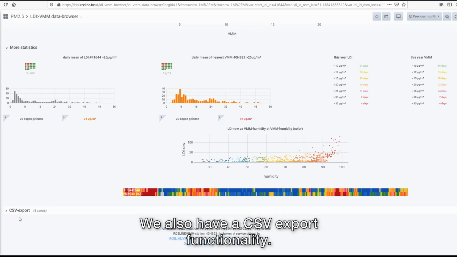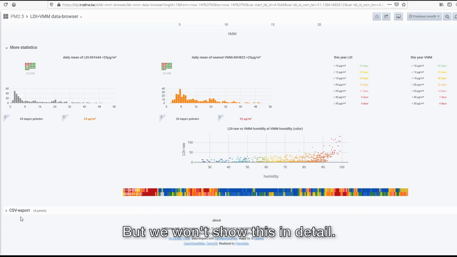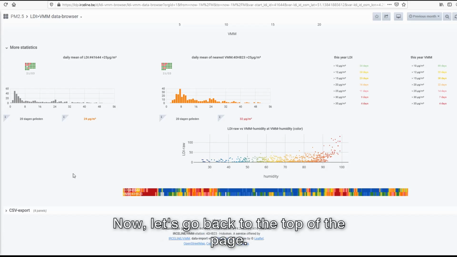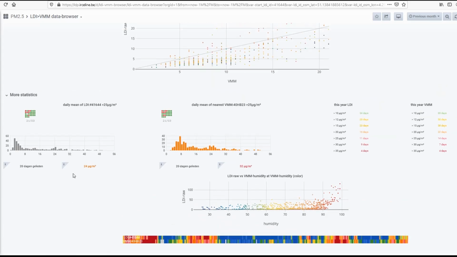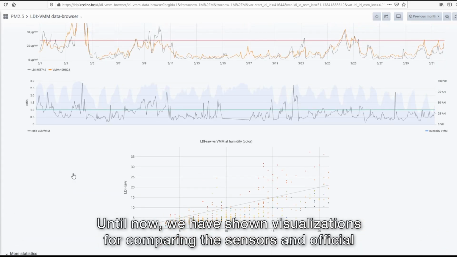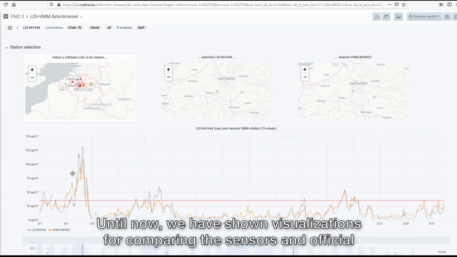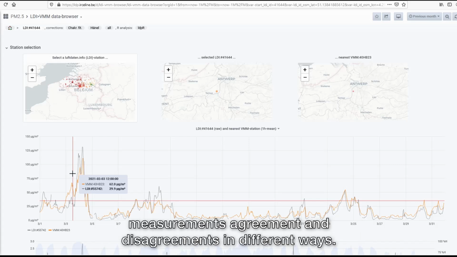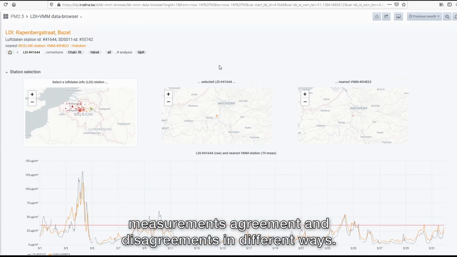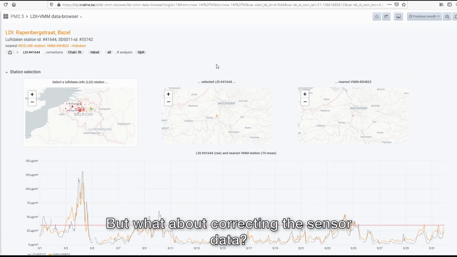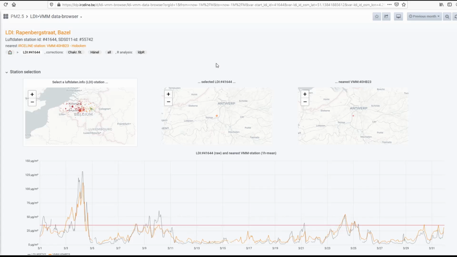We also have a CSV export functionality, but we won't show it in detail. Just know it is there. Now, let's go back to the top of the page. Until now, we have shown visualizations for comparing the sensors and official measurements agreement and disagreements in different ways. But what about correcting the sensor data?